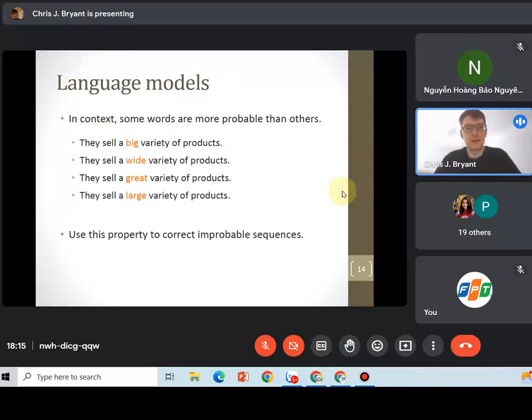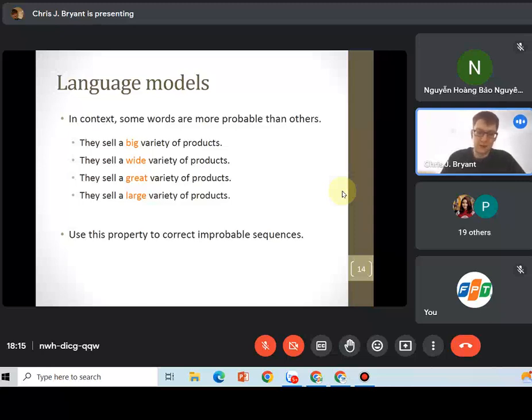So next type, language models. Language models work on the principle that in context some words are more probable than others. Given these four sentences: they sell a big variety of products, they sell a wide variety of products, they sell a great variety of products, they sell a large variety of products. I hope you have some sense that some of these are better than others. None of them are wrong, but personally I find wide variety the most likely here.